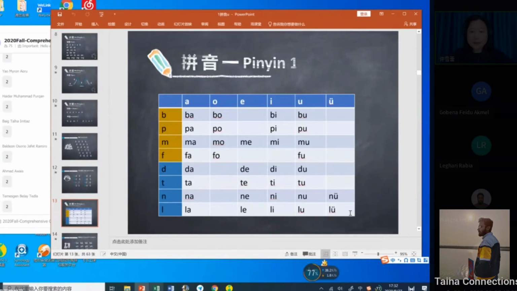Okay. All right. Let's practice reading the syllables with the four tones, like ba, ba, ba, ba. Okay, follow me. Ba, ba, ba, ba.